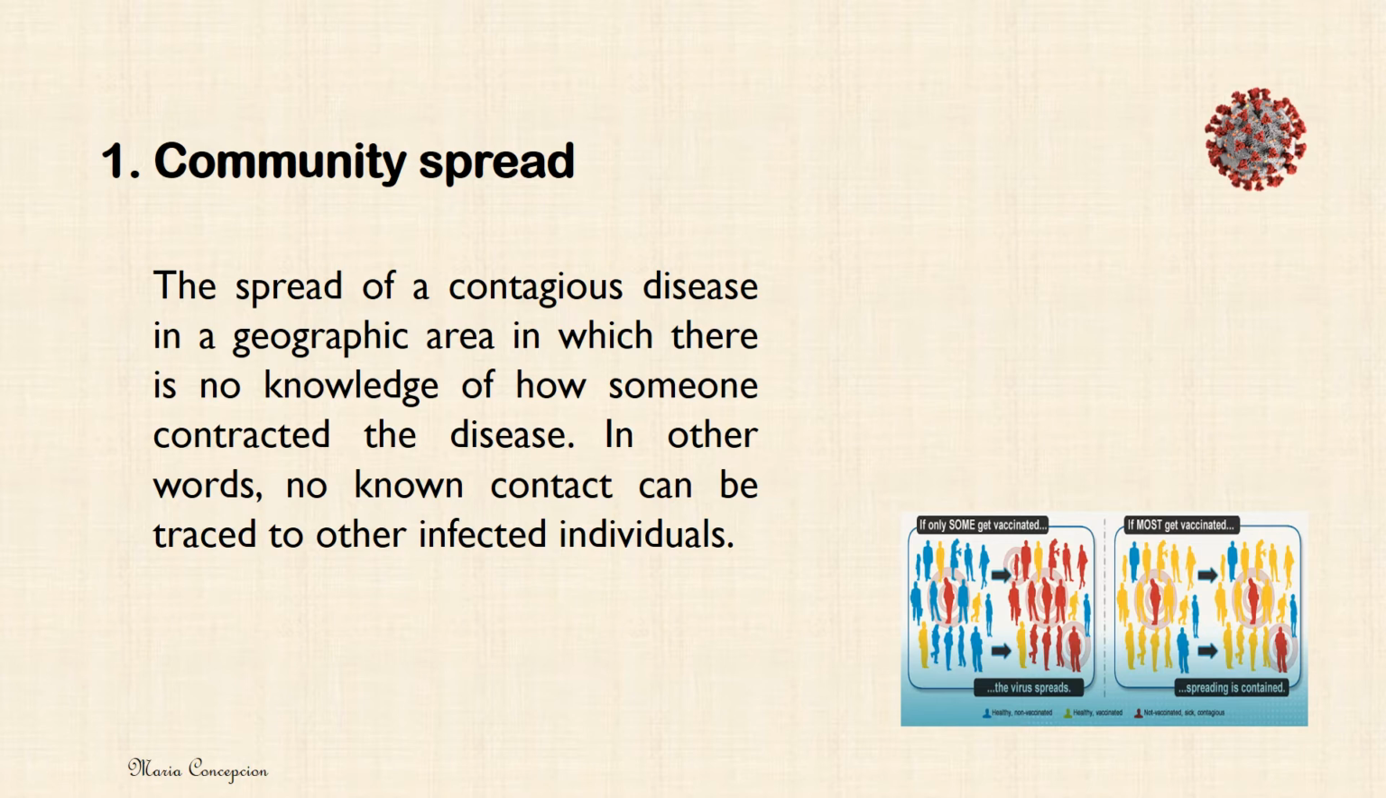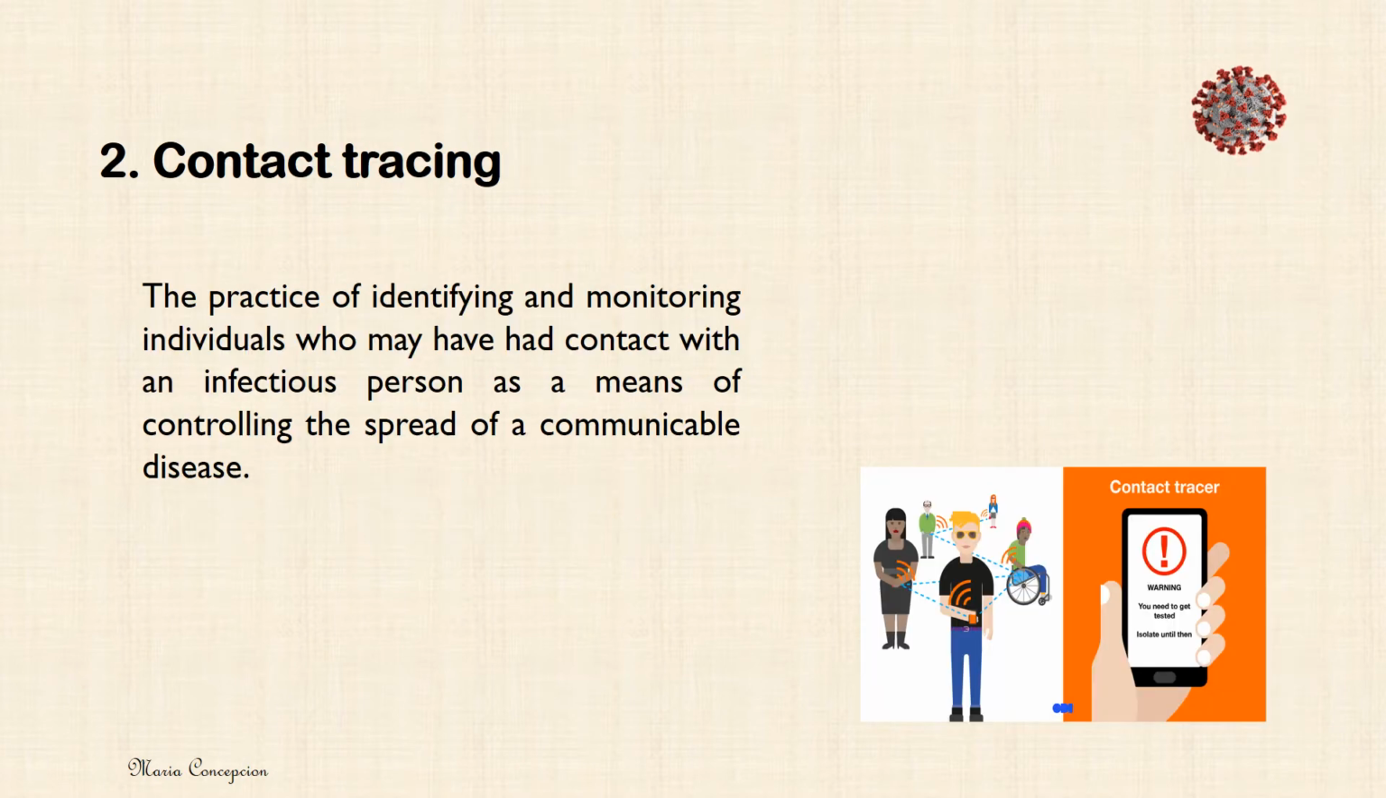Community spread. The spread of a contagious disease in a geographic area in which there is no knowledge of how someone contracted the disease. In other words, no known contact can be traced to other infected individuals. Contact tracing. The practice of identifying and monitoring individuals who may have had contact with an infectious person as a means of controlling the spread of a communicable disease.